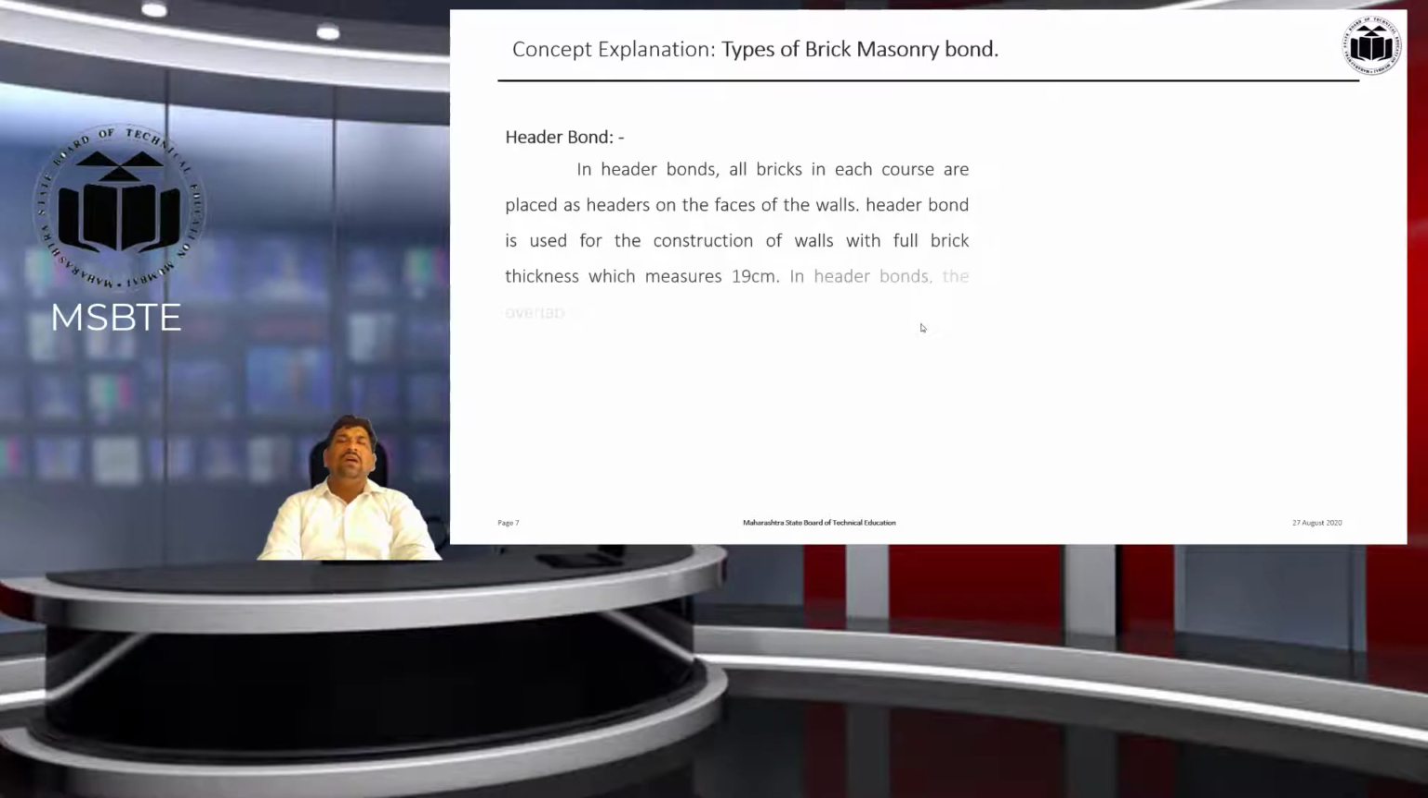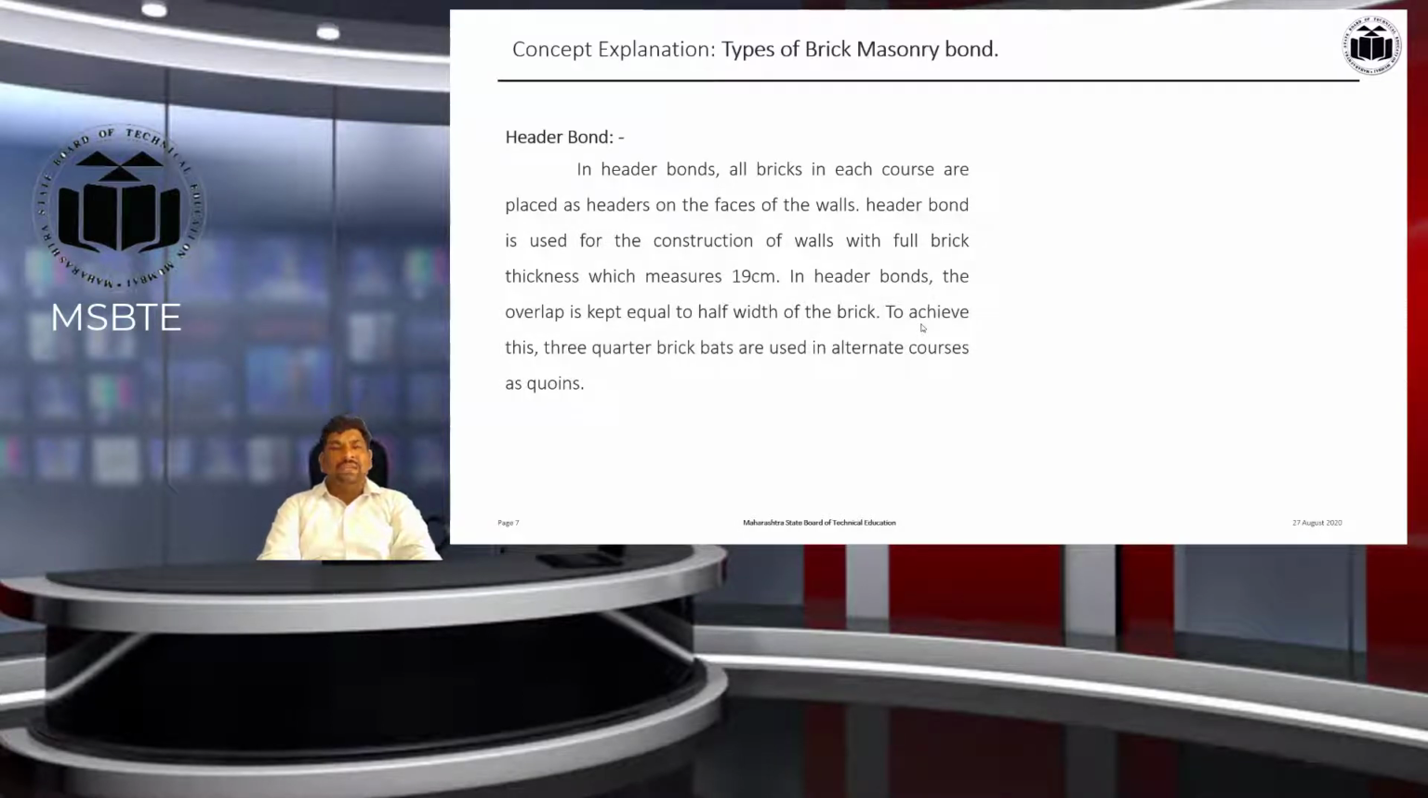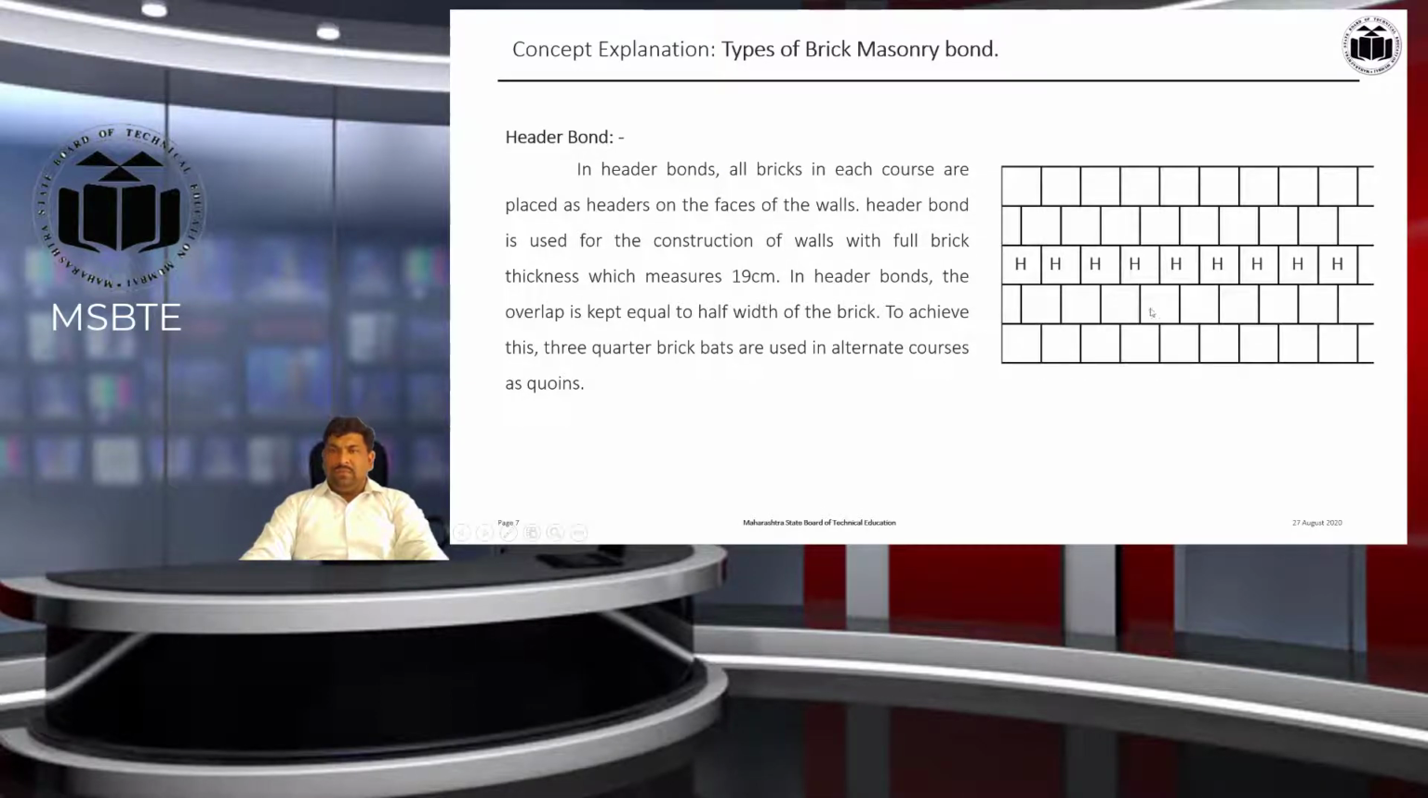First, the header bond. In header bonds, all bricks in each course are placed as headers on the faces of the walls. Header bond is used for the construction of walls with a full brick thickness, which measures 19 cm. In header bonds, the overlap is kept equal to half the width of the brick. To achieve this, 3/4 brick bats are used in alternate courses as closers. So you can get an idea of how the header bond looks.